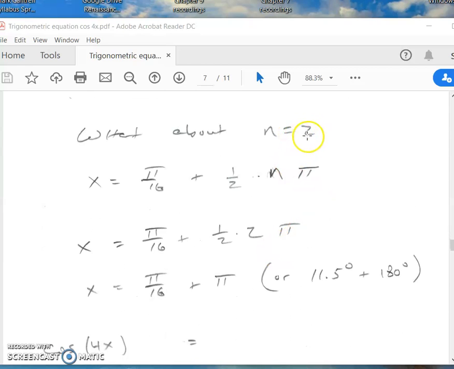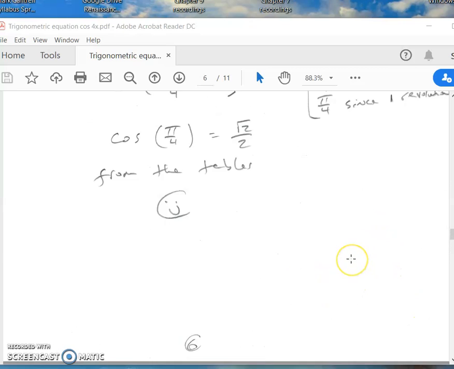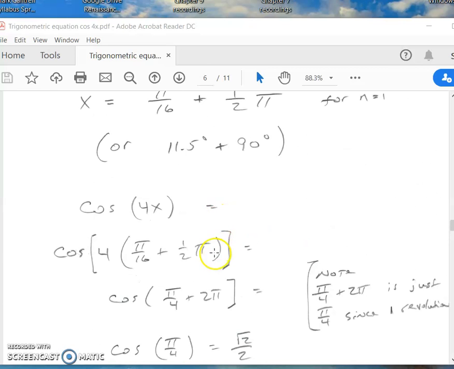How about down here? Same idea. When n is equal to 2, we've got blah, blah, blah. Okay, we started at 11.5 degrees. Then we add 180 degrees. That's not a revolution. What's going on here, Mr. Wizard? I don't understand. That was my first reaction. Well, what you need to understand is that I agree that that's the 180 degrees. That's not a revolution. The 90 degrees here, that's not a revolution.